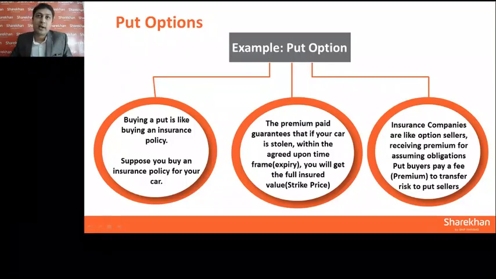If you are buying a Nifty 10,300 put option when Nifty is trading at 10,500, and you pay a premium of 50 rupees, if nothing happens, that 50 rupees goes away. That's the cost of buying protection for your portfolio. If something goes wrong and Nifty goes to the 10,000 level, then you get 10,300 minus 10,000, which is 300 rupees. If you have bought 1,000 shares, you will get 30,000 rupees of payout at the end of the series.